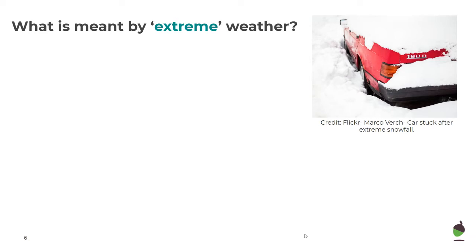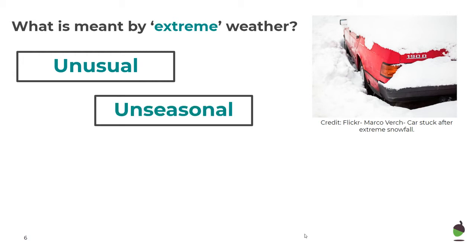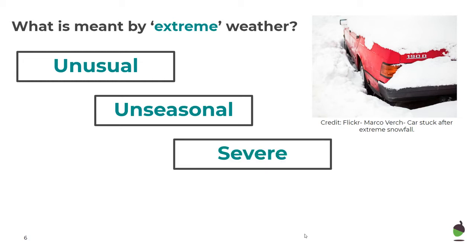Extreme weather usually follows these three rules. It's unusual, so for example, experiencing rainfall far higher than the average. Extreme weather can also be unseasonal, so for example, experiencing snow in the summer or experiencing much warmer temperatures in the winter. And extreme weather is usually severe, so for example, causing significant impacts or effects for people and the environment.